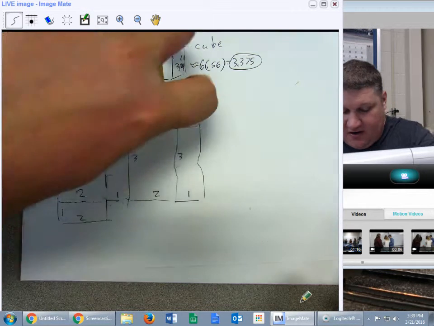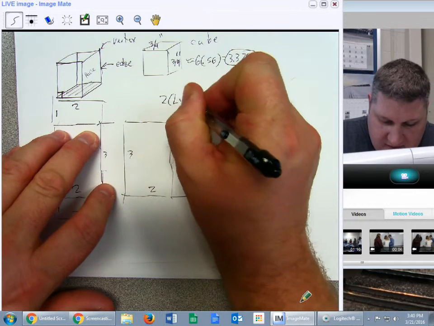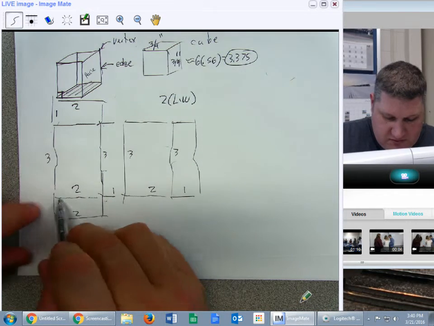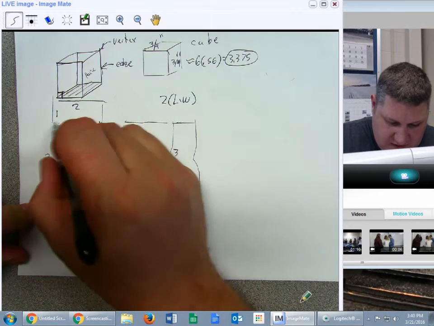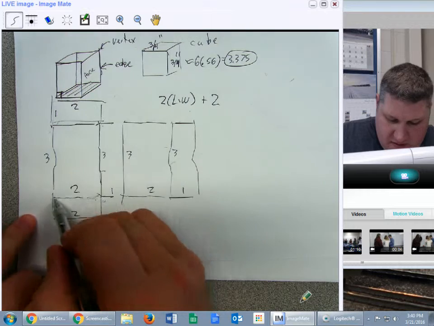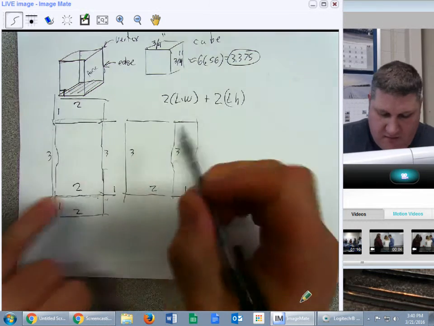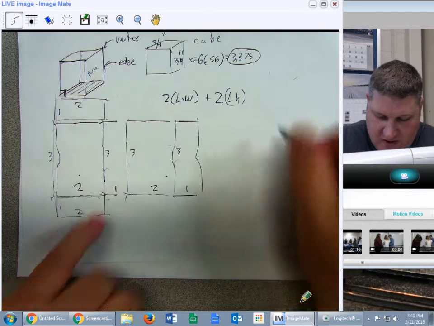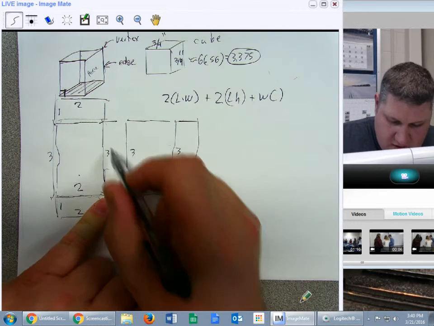So I could either go 2 length by widths, so length by width, length by width. I would also have 2 length by height, and there's one there and one there, so there's 2 of them, plus 2 width times height, width 1, height 3.